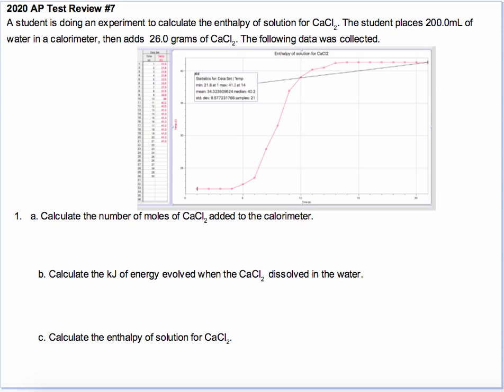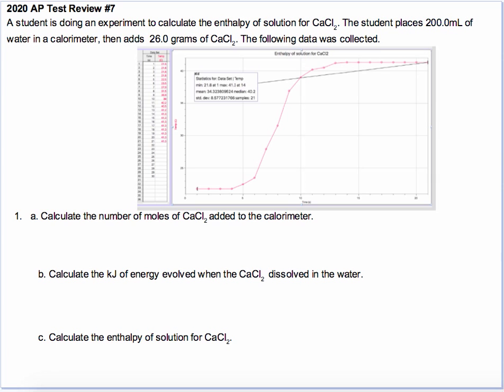Okay, this video is for AP test review number 7. Alright, a student is doing an experiment to calculate the enthalpy of solution of calcium chloride. The student places 200 milliliters of water in a calorimeter, then adds 26 grams of calcium chloride. The following data was collected.